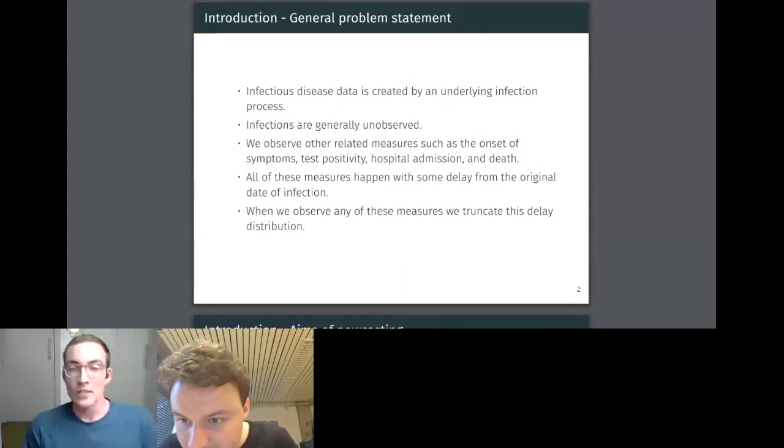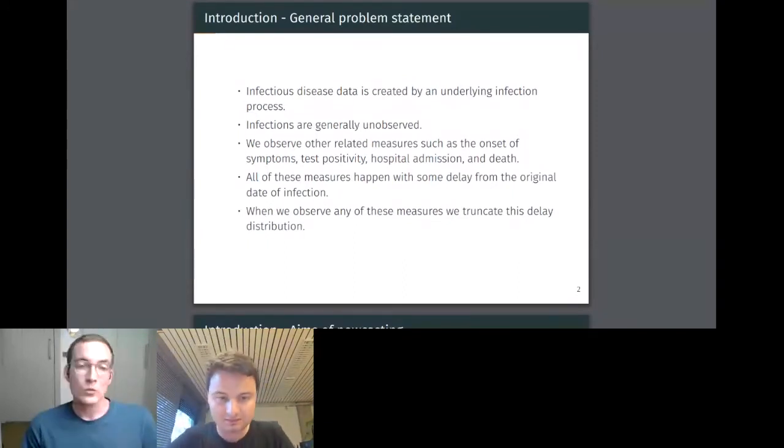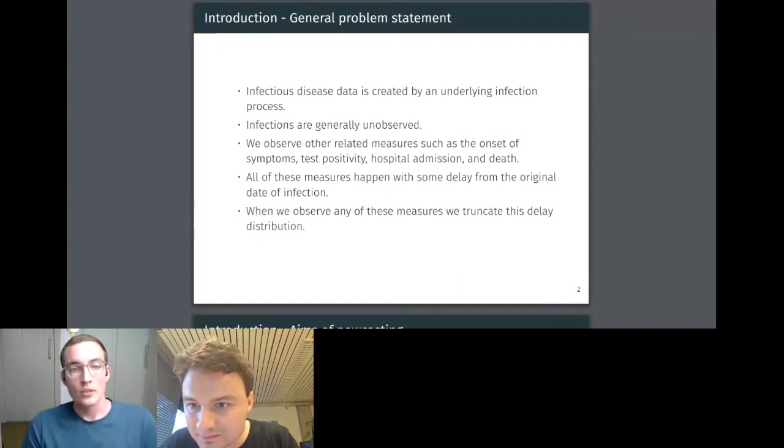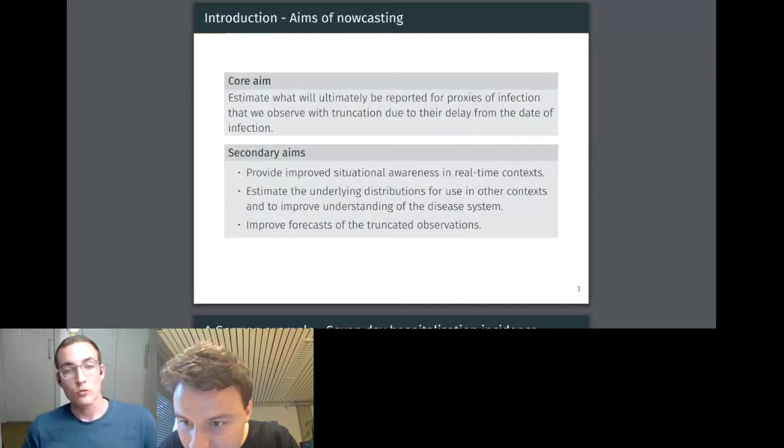And we may be also interested in how these things relate to each other. So for example, we may be interested in onset of symptoms, but we may only observe their report date. And all of these things mean that there can be truncation when we're observing them in real time. So the core aim of nowcasting is to reconstruct these latent unobserved values, so infections, and then downstream proxies of infections that are observed with truncations due to their delay.